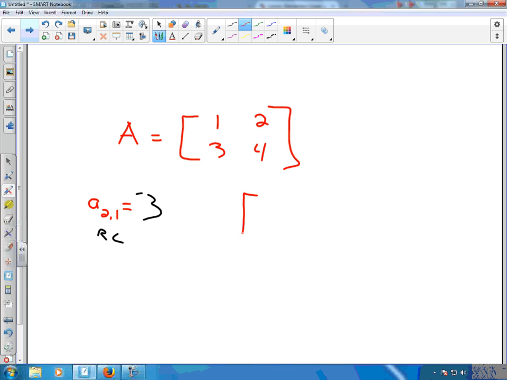So in general, this is first row, first column. This is first row, second column. Second row, first column. Second row, second column. So just in case we run across that notation in the future, you'll know what that stands for.